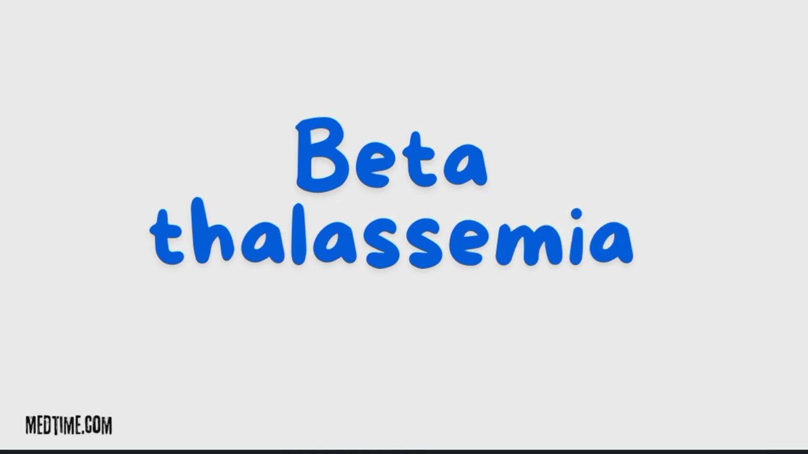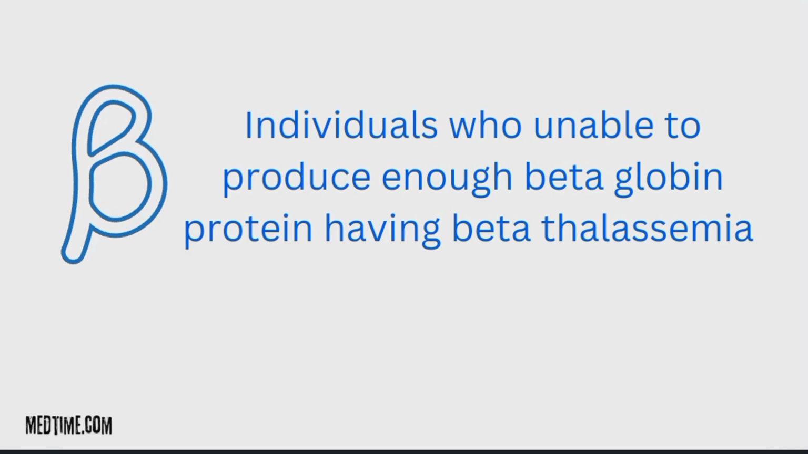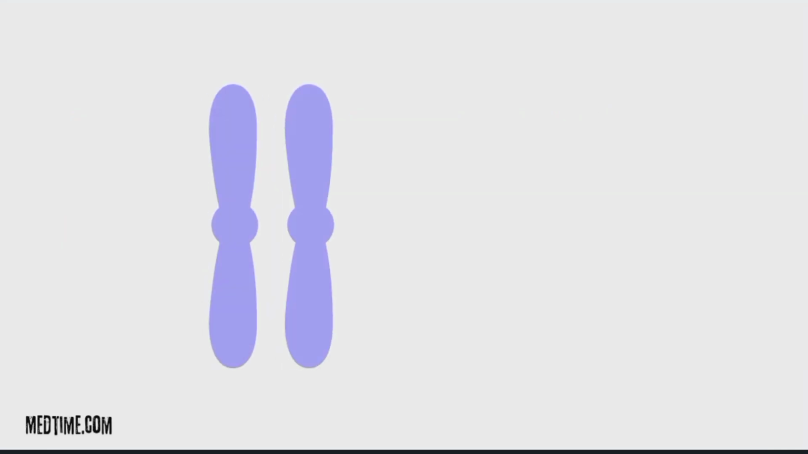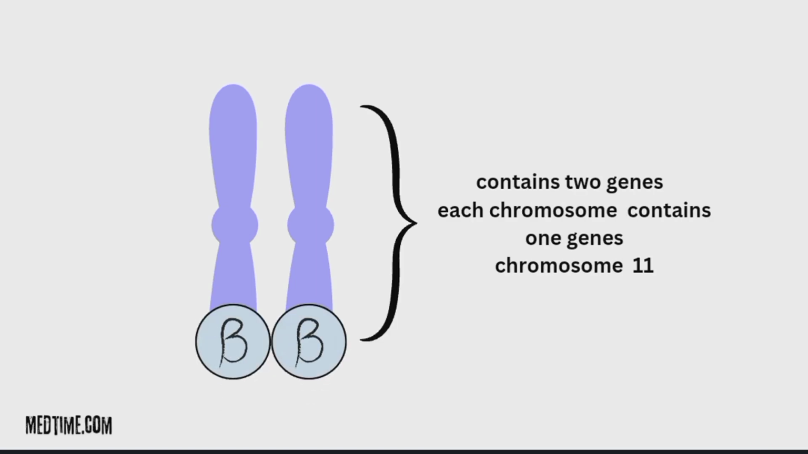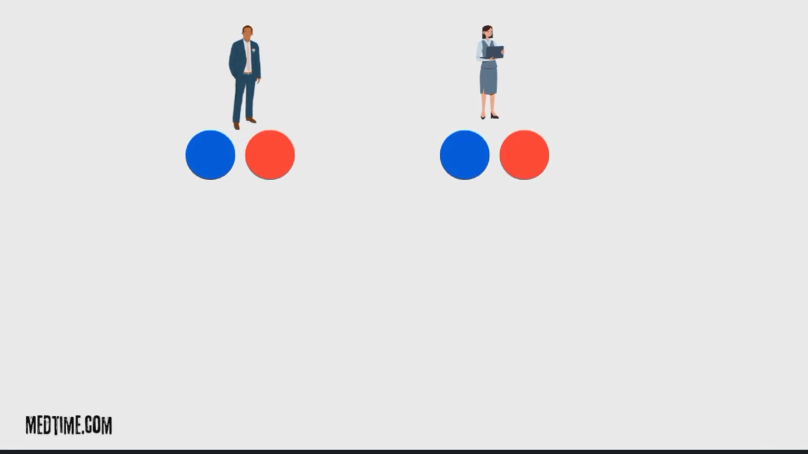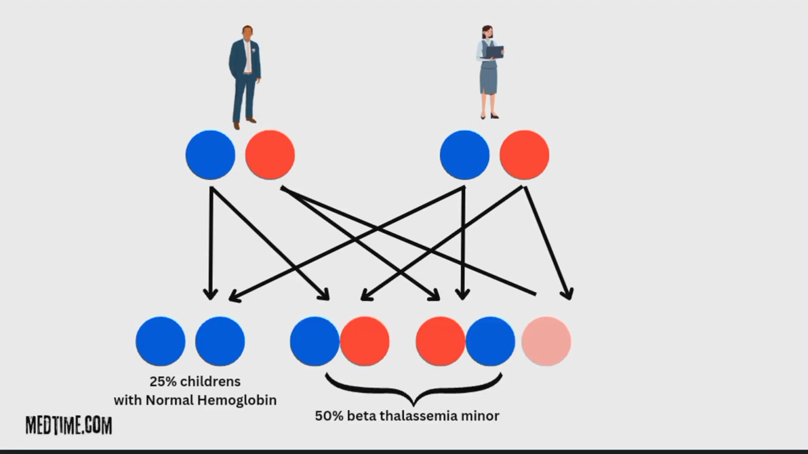Beta thalassemia. Individuals who are unable to produce a sufficient amount of beta globin protein have beta thalassemia. Beta globin is made up of 2 genes, one on each chromosome 11. If both parents carry one abnormal gene among the 2, then there is a 25% chance of a child with normal hemoglobin, 50% with beta thalassemia minor, and 25% chance of a child with thalassemia major.